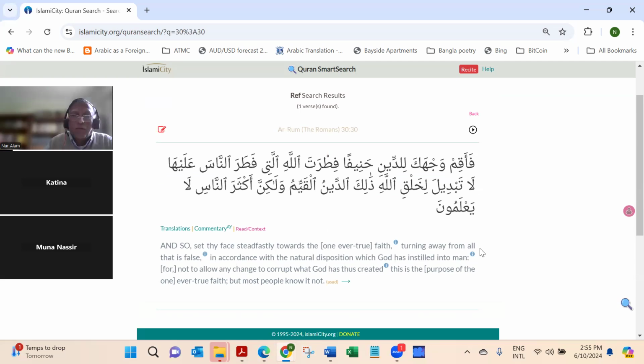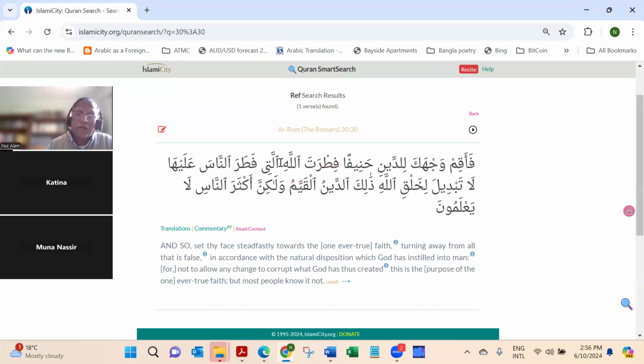I'll just quote this ayat: fitratullah allati fatara nasa alayha, la tabdila li khalqillah. This is the part I wanted to mention. Here, turning away from all that is false in accordance with the natural disposition. Fitratullah is translated as the natural disposition which God has instilled into man. This is the one you are referring to. Anything we take to heal us as a medicine is given to us in his creation. If we have any disease, it has a remedy inside nature. So that's what it is.